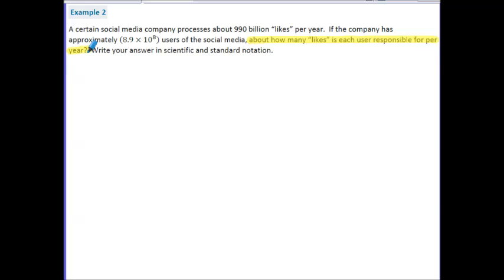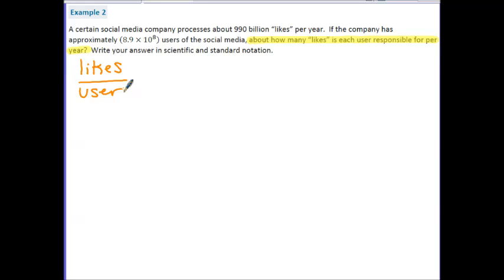So they're saying we have a whole bunch of likes for a whole bunch of users. How can I reduce that? Really what I'm looking for here is a unit rate. So if I want to get a unit rate out of this, notice how they said about how many likes per user. So it would be the likes on the top and the users on the bottom. So this tells me I am going to be doing division if I'm trying to find a unit rate.